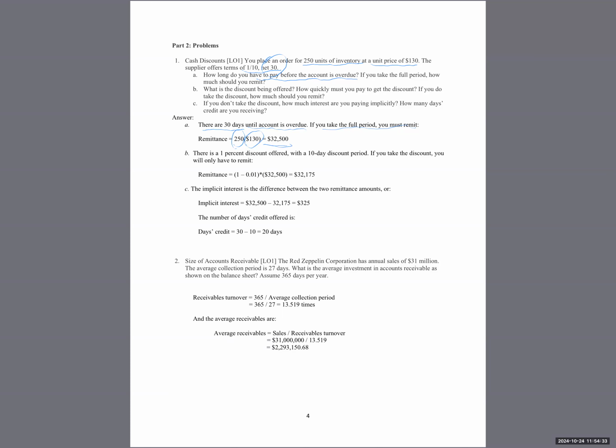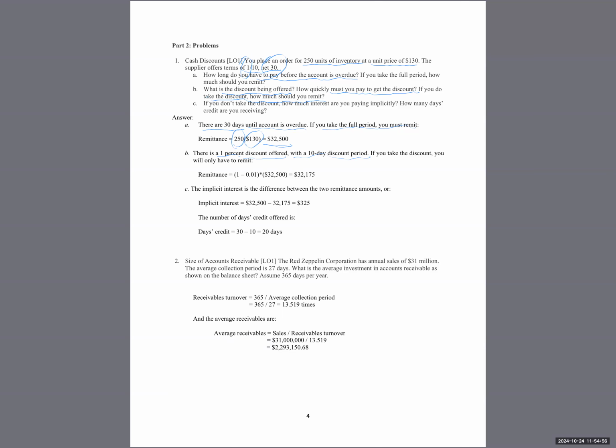Question B: what is the discount being offered? We know there's a 1% discount offered, right? Within a 10 day discount period. How quickly must you pay to get the discount? If you do take the discount, how much should you pay?